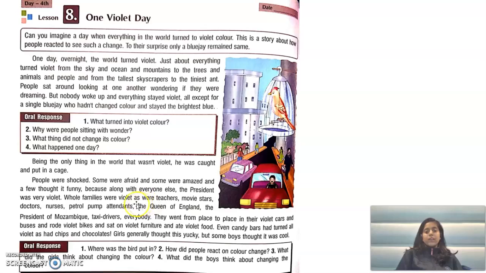Whole families were violet, as were teachers. The teachers were violet. I turned violet. Movie stars were violet. Shah Rukh Khan became violet. Salman Khan became violet. Everyone turned violet. Doctors, nurses, petrol pump attendants, the Queen of England, the President of Mozambique. Mozambique is a country. Okay.